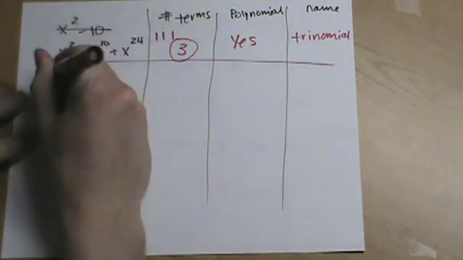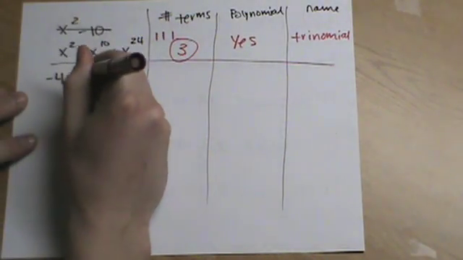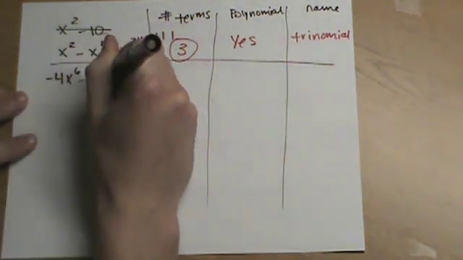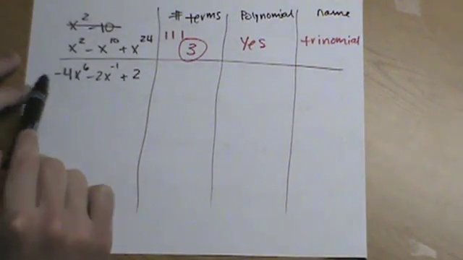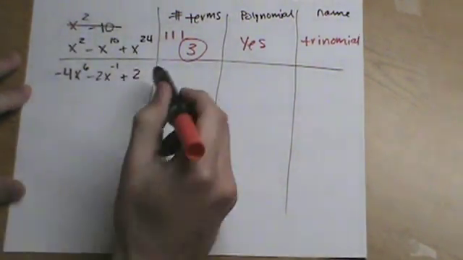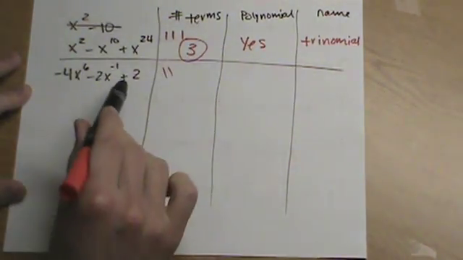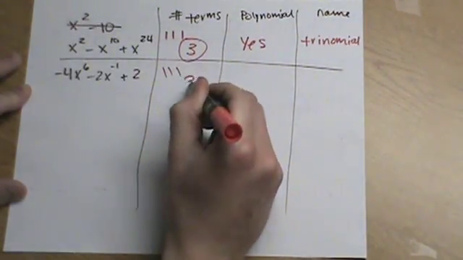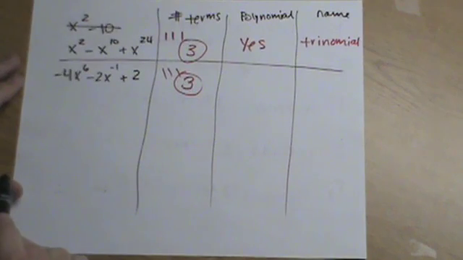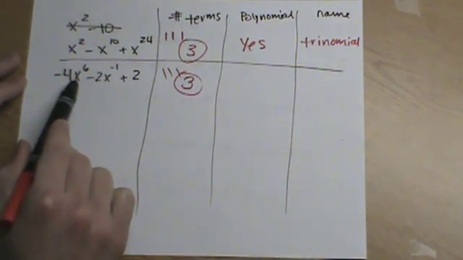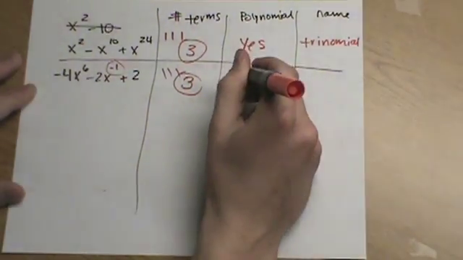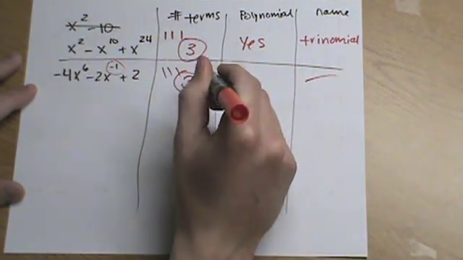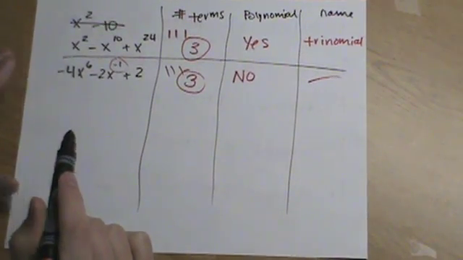So now let's take a look at negative 4x to the 6th minus 2x to the negative 1 plus 2. Okay? So let's count our terms. We have 1 with the x to the 6th. We have 2 with x to the negative 1. And we have a last one with just our number 2. So total, that's another 3 terms. Now ask ourselves, is it a polynomial? Well, does it have negatives in the exponents, or does it have division by x? Nope, no division by x, no negatives. Oh, but right here, there's a negative in the exponent. So that means it's not a polynomial. So no. And that means there is no special name. So, not a polynomial. We're not dealing with it in this section.